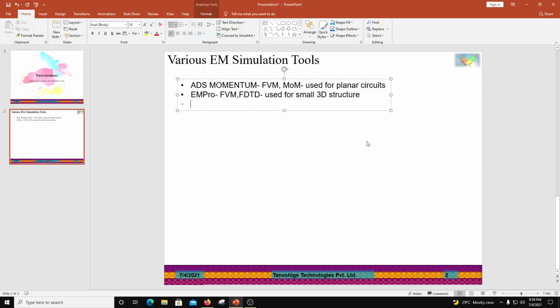The next one was HFSS, high frequency structure simulator. Now this is FVM based. There is no FDTD in here, and this is used for small 3D structures.